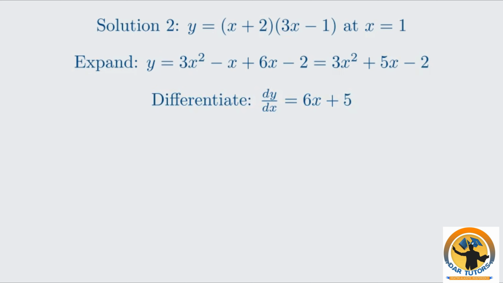Finally, we substitute x equals 1 into the derivative. This gives us 6 times 1 plus 5, which equals 11. The gradient of the tangent at x equals 1 is 11.